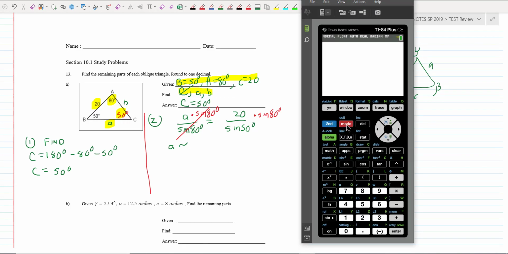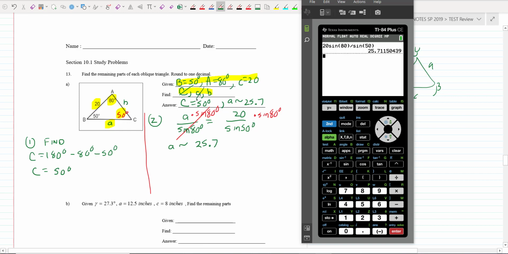Now I need to make sure that I'm in degree mode, so when you're working out problems, always pay attention to the mode you're in. All right, so we got to be in degree mode. Then I'm just going to do 20 times the sine of 80, and then I'm going to divide that by the sine of 50 degrees, and I'll round that off probably to one decimal. So it looks like that side is going to be about 25.7. So now we know that side a is about 25.7, so we're done with that part.